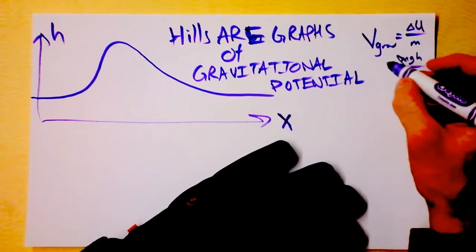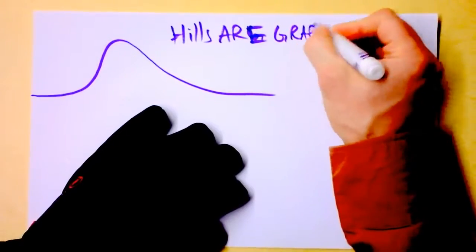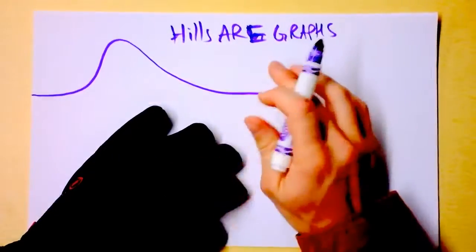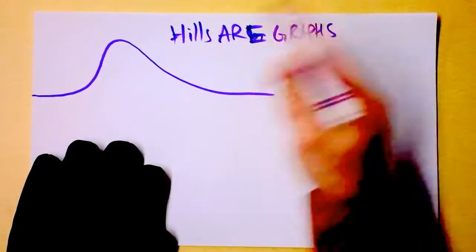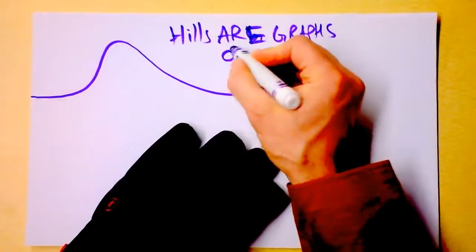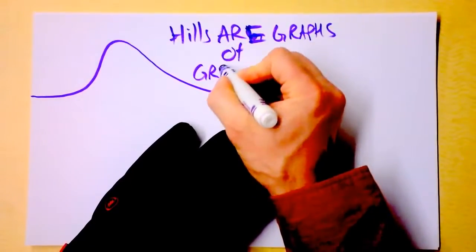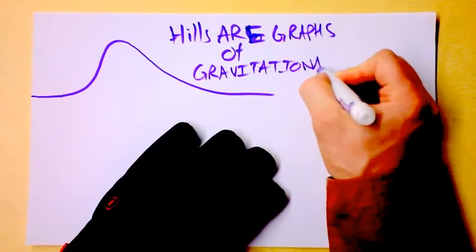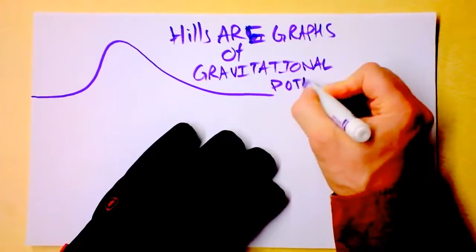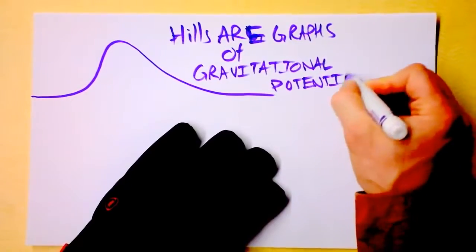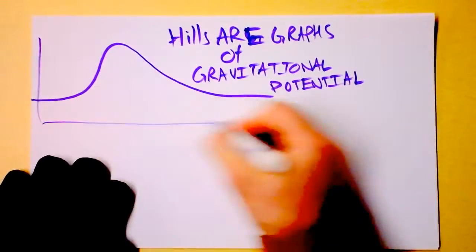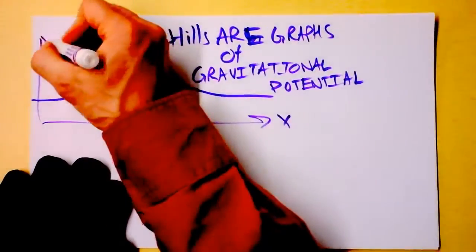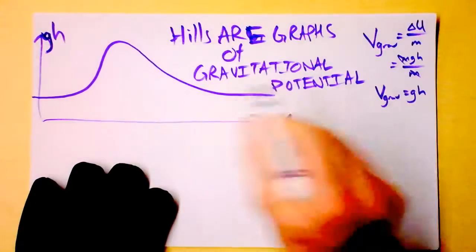So our graphs, hills are actually graphs, because you could take a photograph of them, y versus x. But hills are graphs of gravitational potential. I guess my point is that this hill is a graph of height. Multiply by m, and I've still got the same shape.